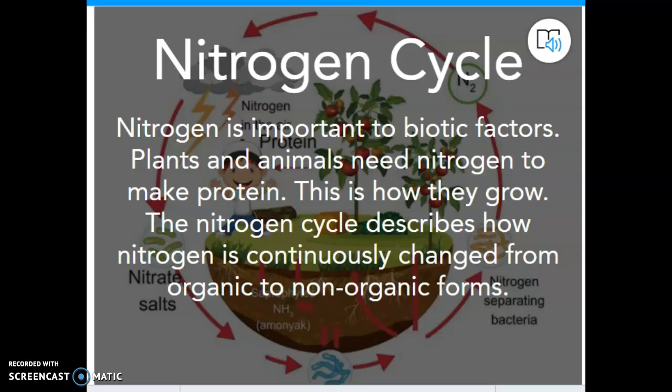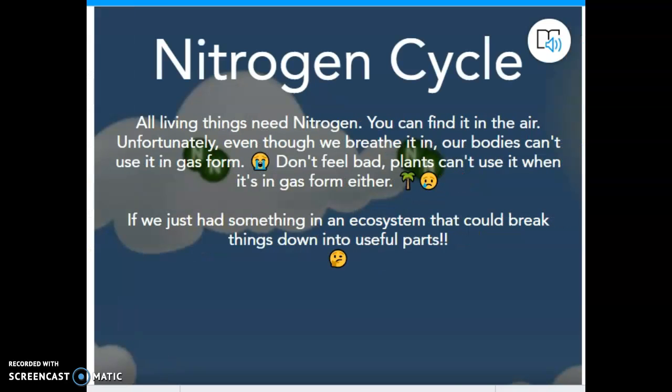Now, again, just like we were talking about when we were looking at our vocabulary words, the nitrogen cycle, if you were to really boil it down into its basic bits, is the recycling of nitrogen in an ecosystem. Okay? You need to understand that nitrogen is an element that's important to all living things. Plants and animals need it. It helps us to grow. And we're going to show how the nitrogen is moved throughout the different parts of the ecosystem and throughout the atmosphere. Again, all living things need nitrogen.